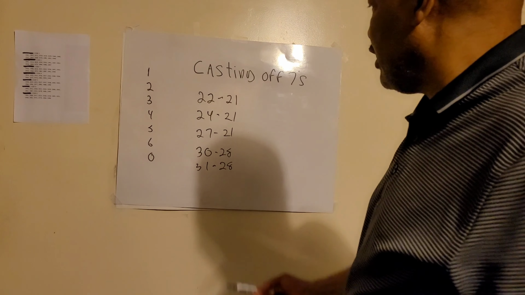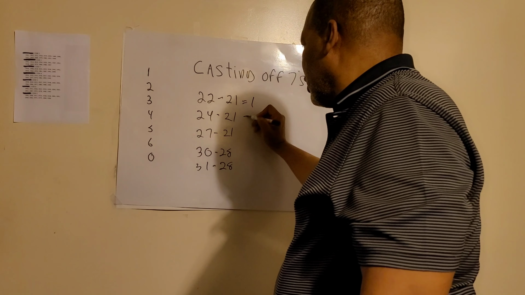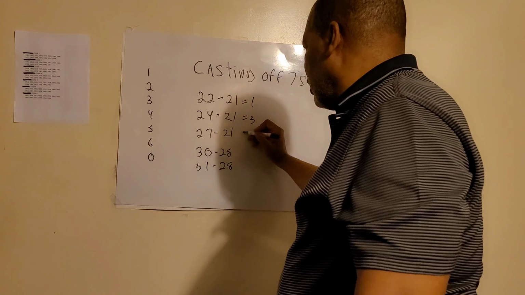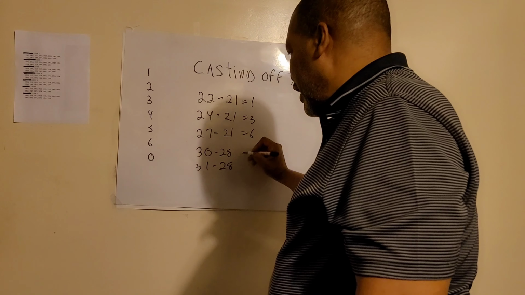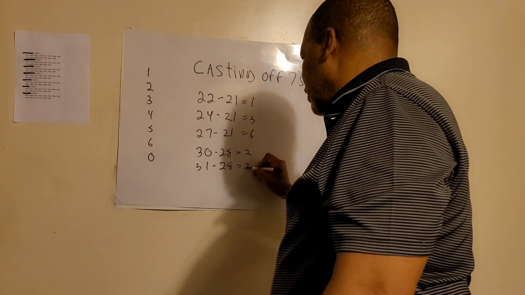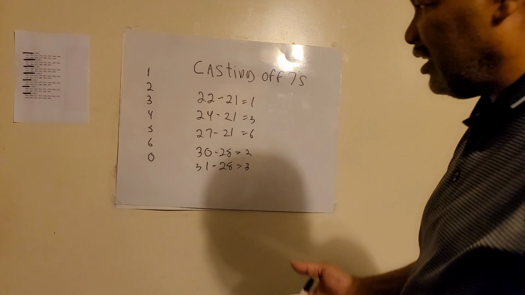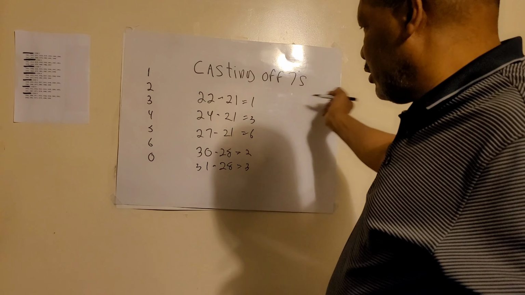Okay? So you take away 21, that equals a 1. 21 equals a 3. 21 equals a 6. Take away 28 equals a 2. 28 equals a 3. Okay? Again, it's just a matter of bringing it down to its smallest number. And then from there, you can do what you want.